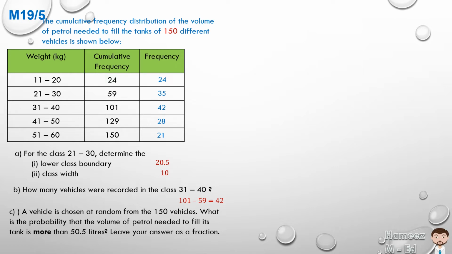How did we get that? 150 minus 129 is 21, all over the total of 150. So 21 over 150. We can break it down if you want, or we can leave it as is.